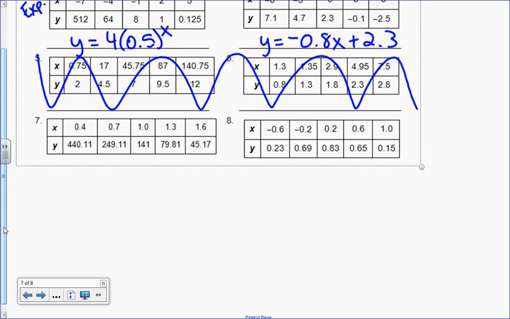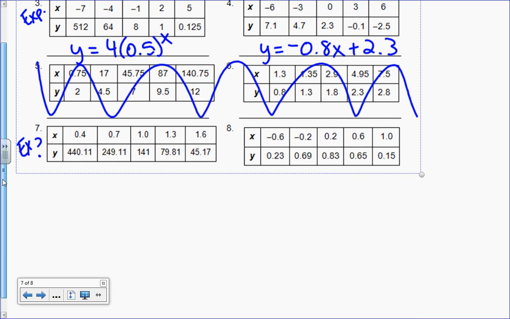Okay. Looking down at 7 and 8, as I look at number 7, the numbers change drastically again, so I'm going to try my division first. 45.17 divided by 79.81 is 0.565. 79.81 divided by 141 is roughly the same thing, 0.566. 141 divided by 249.11 is 0.566. And then 249.11 divided by 440.11 is about the same thing. So this one is exponential.